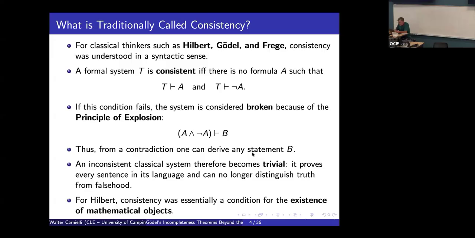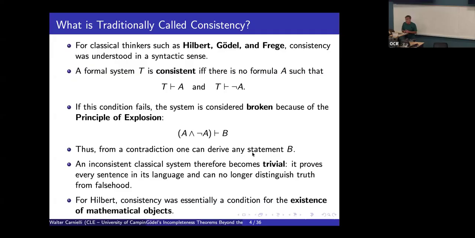So, what was traditionally called consistency, for a classical thinker like Hilbert, Gödel, Frege, as I said, consistency was understood in a syntactical sense. A formal system is consistent if there is no formula A such that T proves A and T proves not A. If this condition fails, the system is considered broken because of the principle of explosion. Of course, if I prove A and prove not A, I can prove any other statement. So I trivialize completely. I have no more tools to distinguish what is relevant in mathematics from what is not relevant. Thus, from a contradiction, one can derive A and B, and so on. Then inconsistency becomes trivial.